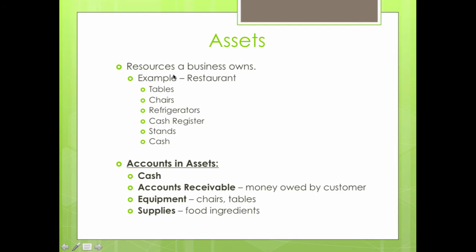Assets are resources that a business owns. An example for a restaurant is tables, chairs, refrigerators, cash registers, stands, and cash. And then we're going to be dealing with 4 different accounts in the assets part of the equation. Cash, which is liquid money coming in and out. Accounts receivable, which is money that is owed by a customer to your business. Equipment, which is chairs and tables. And supplies, which is food ingredients. It may be paper cups. It may be trays to go.